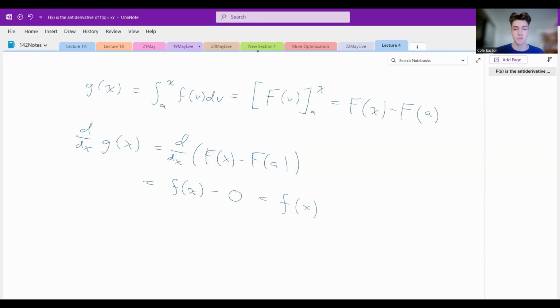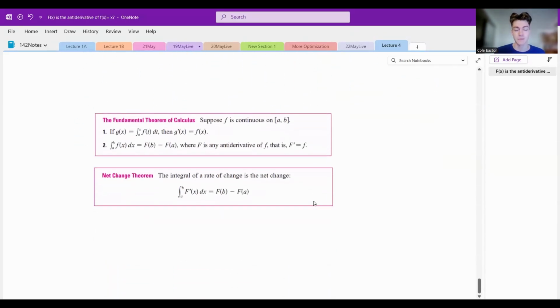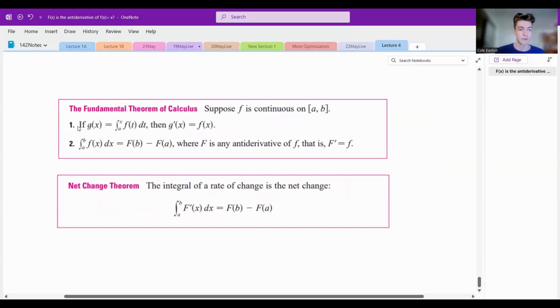Okay, and so this is a very important fact, and this is the first part of the fundamental theorem of calculus. And so if we just look at exactly how the textbook phrases this, they say that if g of x is the integral from a to x of f of t dt, they use t's instead of v's, then g prime of x equals f of x. And then the second part, like we saw before, is that the integral from a to b of f of x dx is big F of b minus big F of a, where F is any antiderivative of f. And they separately write the net change theorem, which we see is essentially the same as that second part, except instead of little f, they just write big F prime. But those are by definition the same thing.